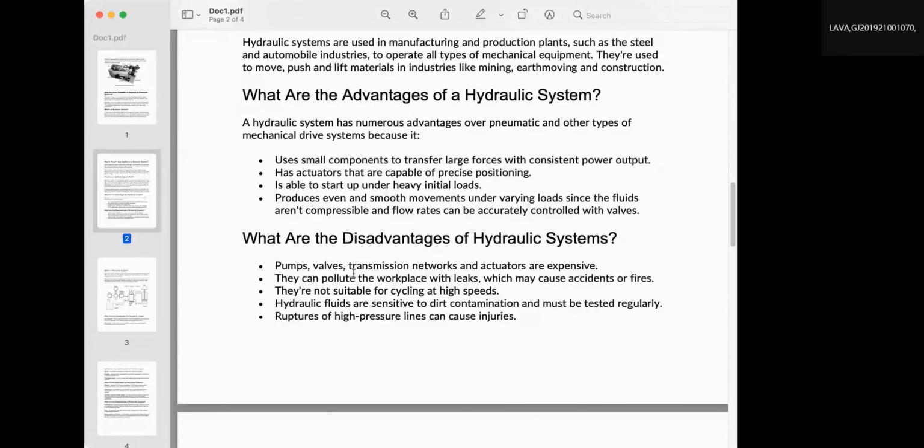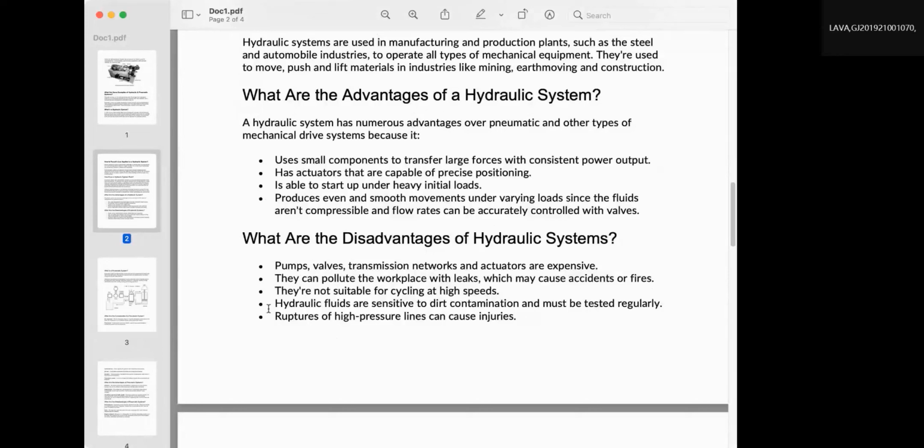And there are also disadvantages of hydraulic systems. Pumps, valves, transmission networks, and actuators are expensive. They can pollute the workplace with leaks, which may cause accidents or fires. They are not suitable for cycling and high speeds.